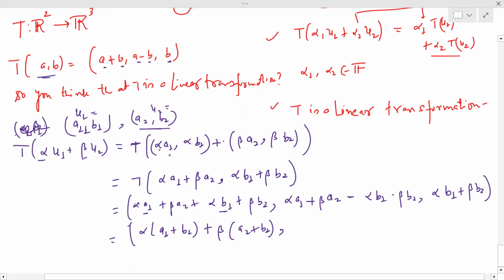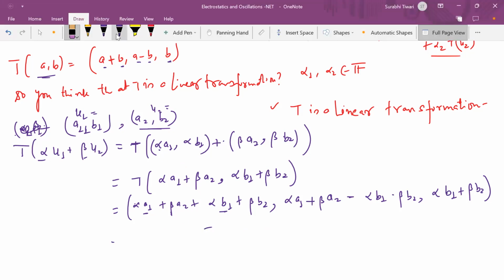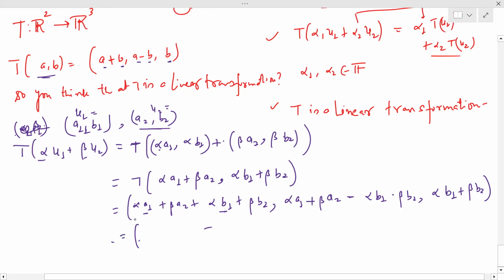What is wrong with this question? Alpha A1 is there, alpha B1 is here, beta A2 is here, beta B2 is here, right? If I add them up, I have to somehow take out that. So alpha I have to take out. So what is wrong? Where is it going? Okay. So if I have this, what I'm going to get? B1 plus beta B2, right? So this is fine. This is fine.